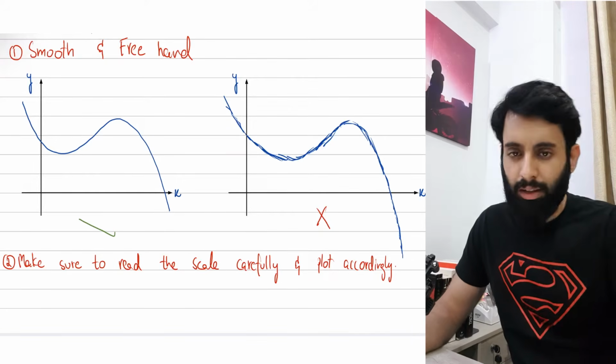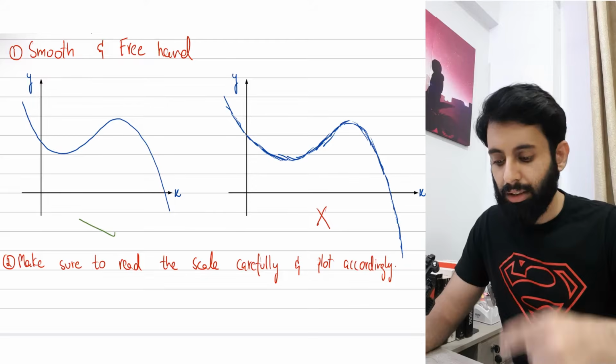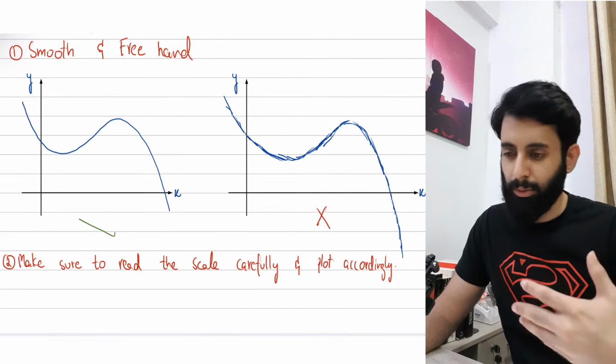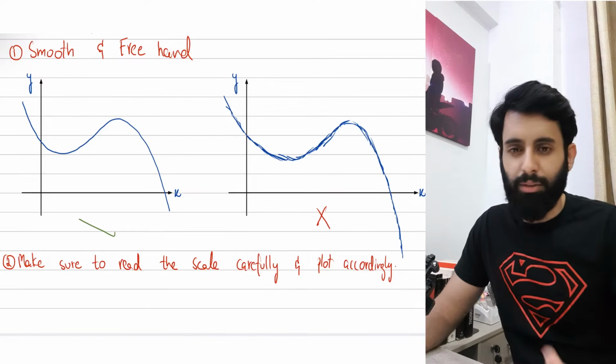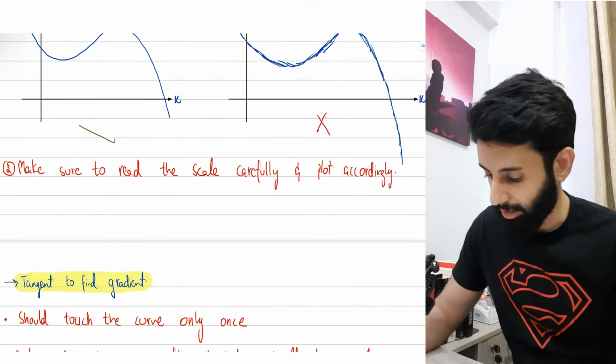Okay, and the easiest way to do that is to take the number of units and divide it by the number of small boxes you have in between, so you know exactly where you need to mark, maybe 2.5, 2.8. Okay, so that's something you should do beforehand.